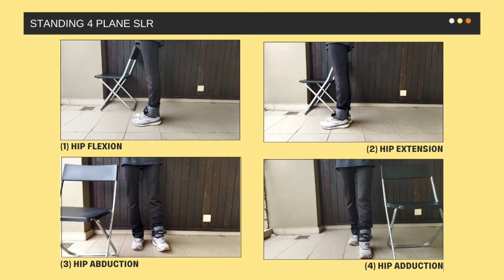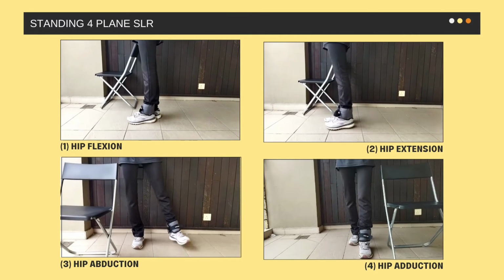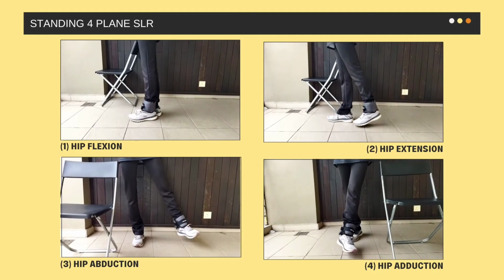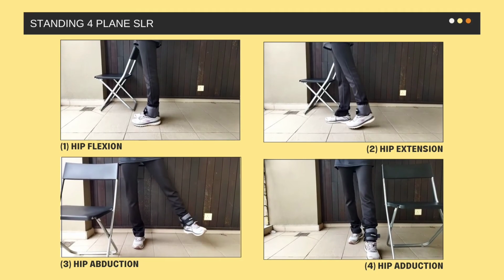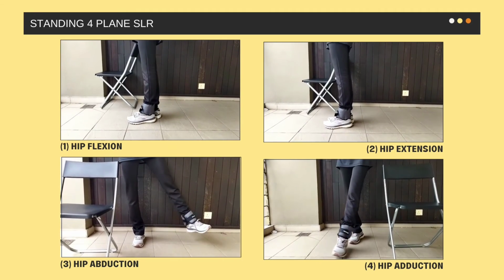Next is standing 4-plane SRR. This consists of hip flexion, extension, abduction, and adduction. Perform 3 sets of 10 repetitions. Make sure to perform this exercise nearby a wall or a chair for safety purposes.